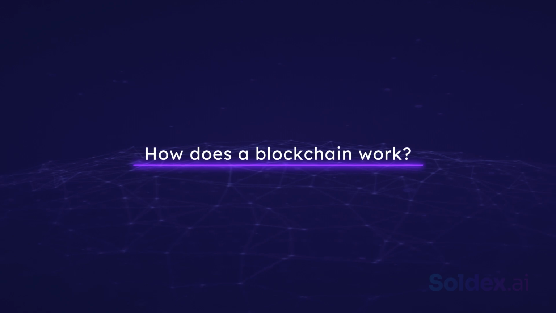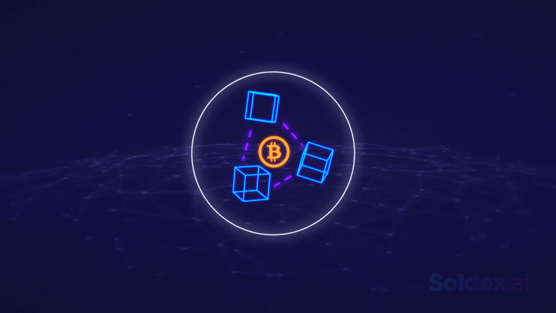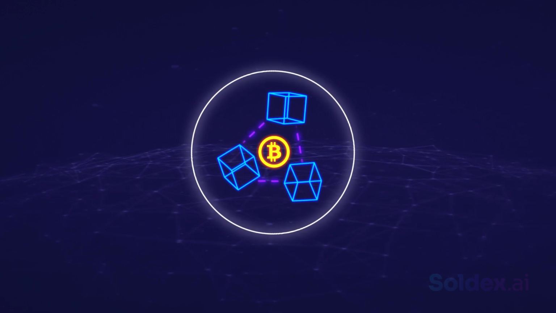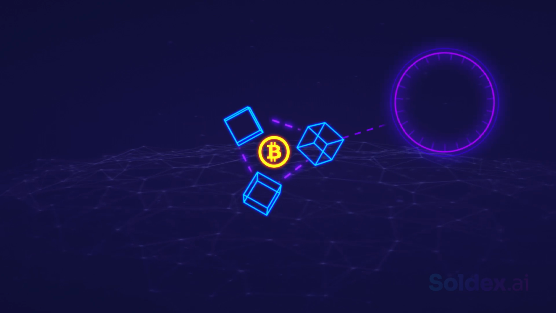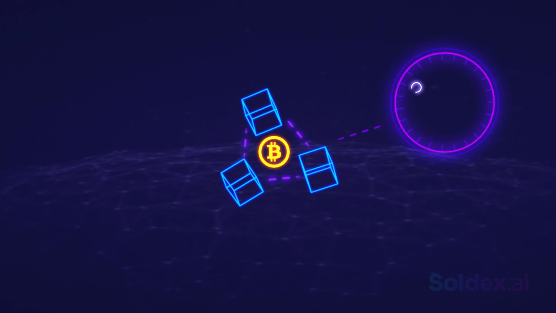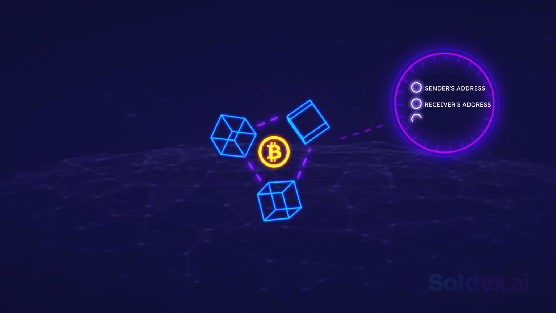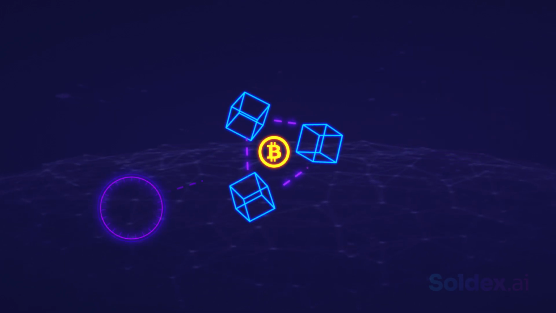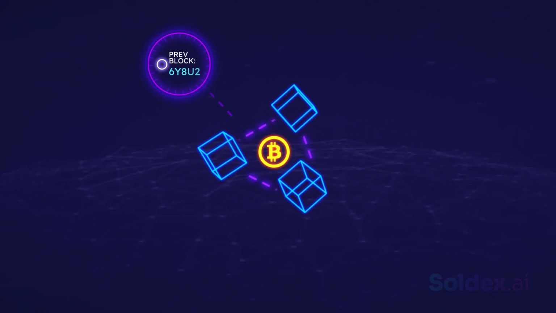How does a blockchain work? To explain how a blockchain works, let's use the Bitcoin blockchain, the most popular blockchain. Each block in the Bitcoin blockchain contains: 1. The transaction details, such as the sender's address, the receiver's address, and the amount of digital assets sent. 2. The hash of the block. 3. The hash of the previous block.